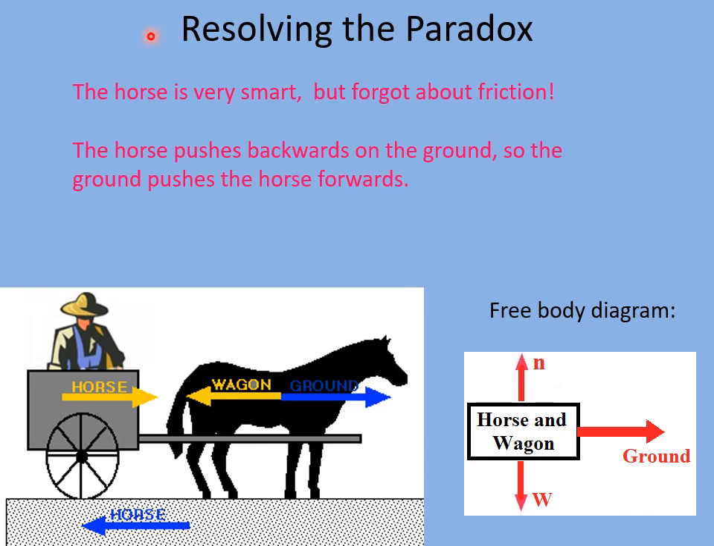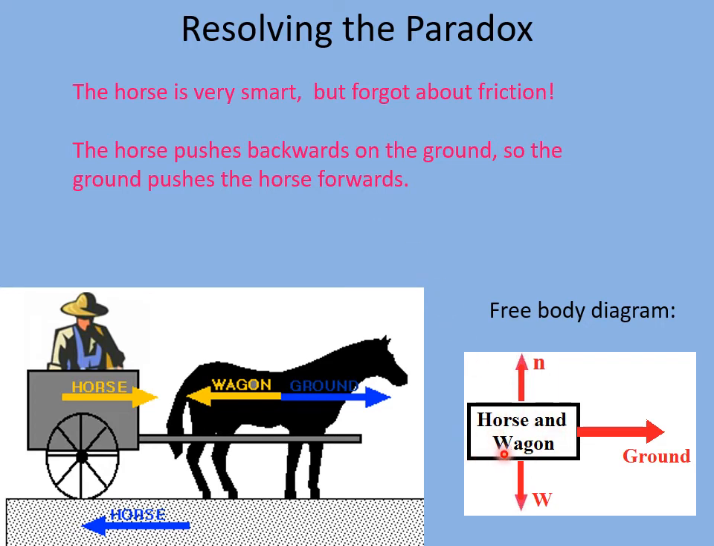Well, we can resolve the paradox by realizing that our horse is very smart, but he forgot something. He forgot about friction. The way the horse walks, or anybody walks for that matter, is that he pushes backwards on the ground. So the horse is pushing his hooves against the ground backwards. But the ground then, by Newton's third law, pushes the horse forwards. So when you walk, think about this. What you're really doing is you're pushing backwards with your feet on the ground, and the ground therefore is pushing your feet forwards, and that's what makes you actually move.